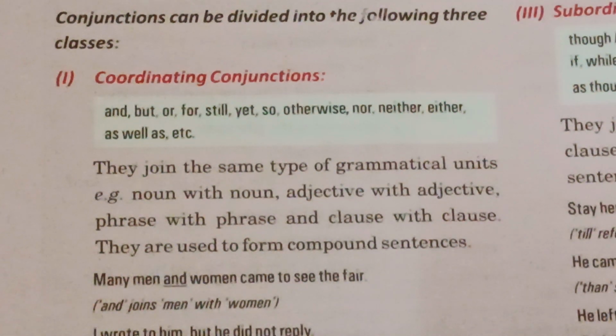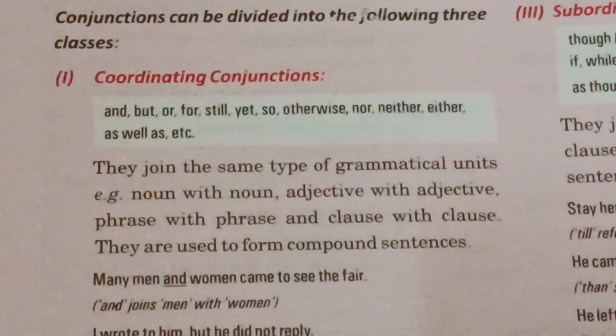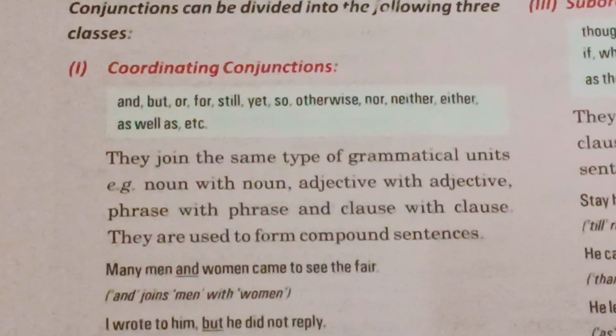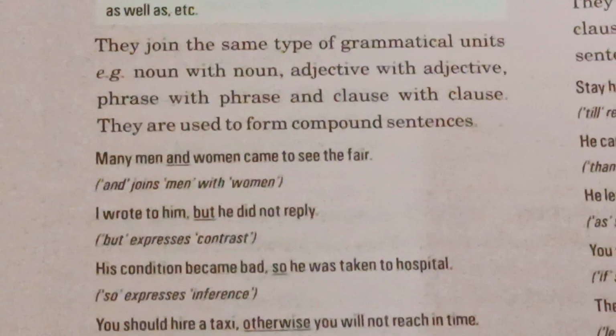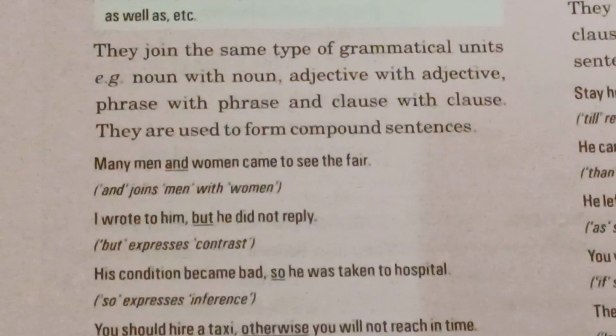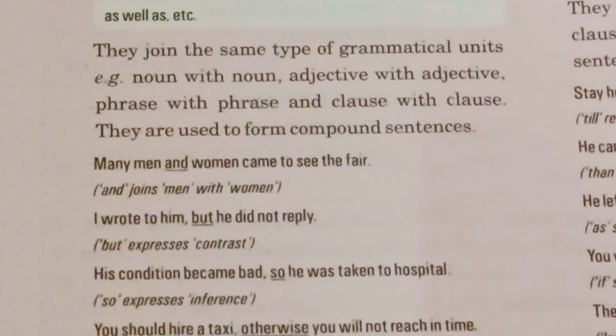They are taken as coordinating conjunctions when they join the same type of grammatical units, like noun joining with noun, adjective with adjective, phrase with phrase, and clause with clause. They are used to form compound sentences, like: many men and women came to see the fair. Here, men and women both are nouns. An and conjunction is joining the noun. Second, I wrote to him, but he did not reply. There's a contrast. But is expressing a contrast here.